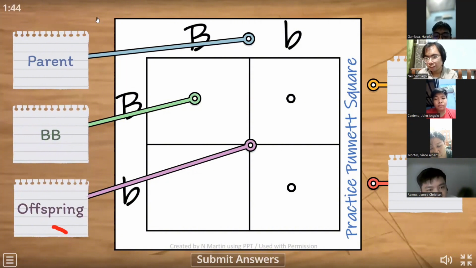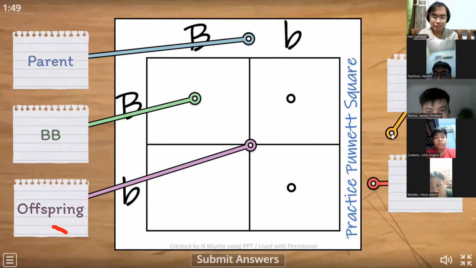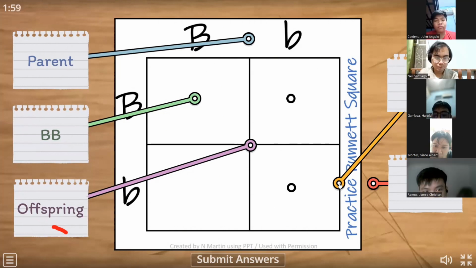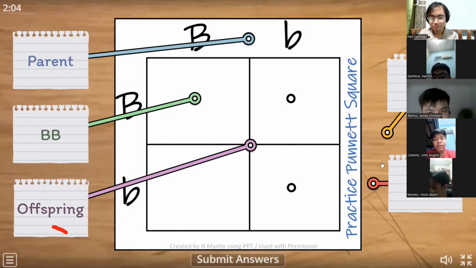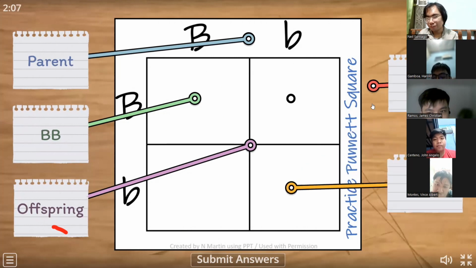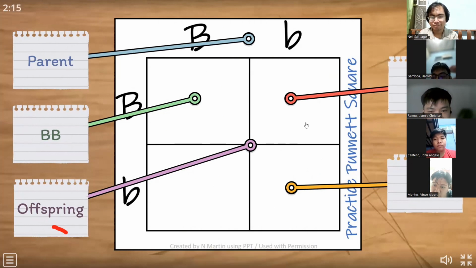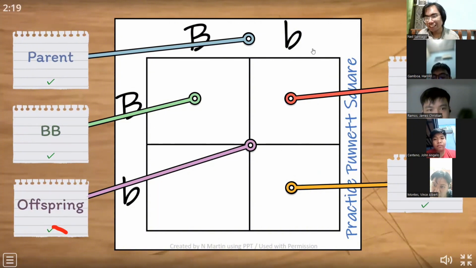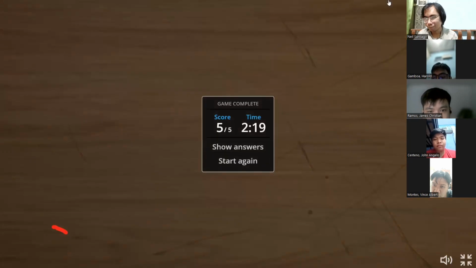Last two. About this, which of these will have a heterozygous recessive? Which of these two? Mr. Centeno. Bottom right, sir. And lastly, we have this. I'll answer it myself. Let's submit to check if our answers are correct. Wow, it seems like all of us got the correct answers.